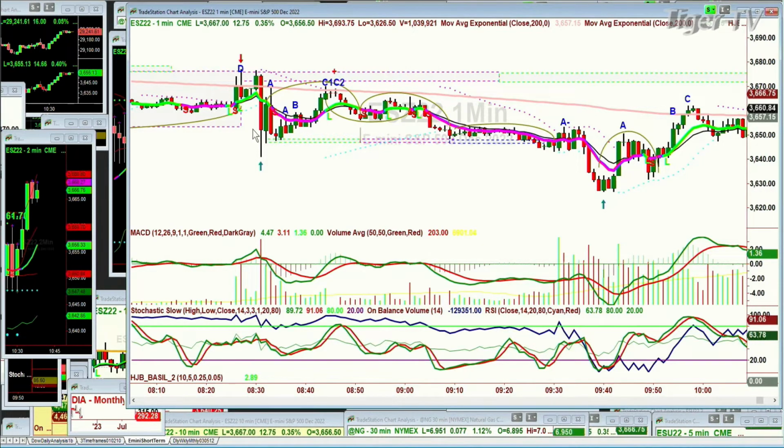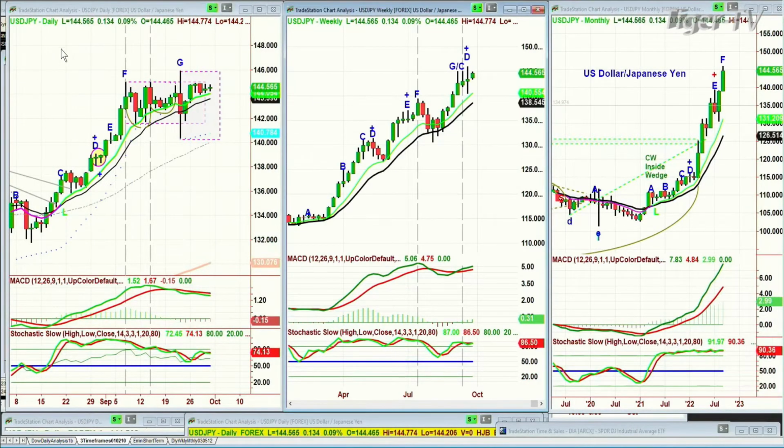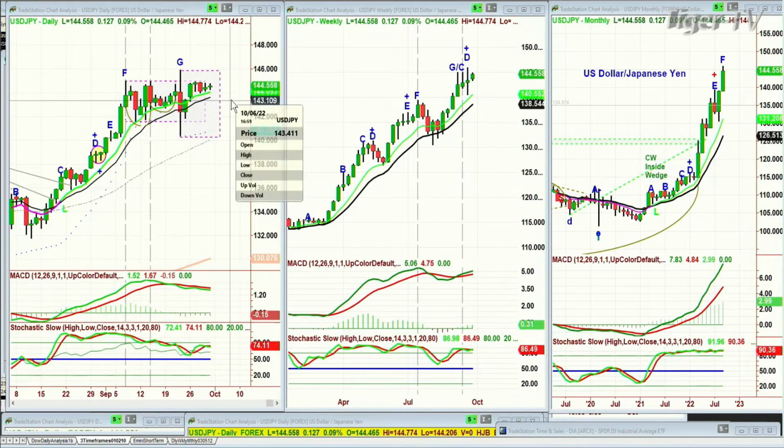And if it takes out halfway of the rectangle, be careful because it could test the rectangle low. If it takes out the rectangle low, it could go even lower. So this is what we're looking at here. And let's go back to what we were looking at in the USD JPY. So you're in the rectangle formation. You can go a little bit higher, but if you start to take out halfway, that is, it's at 144.55 right now.